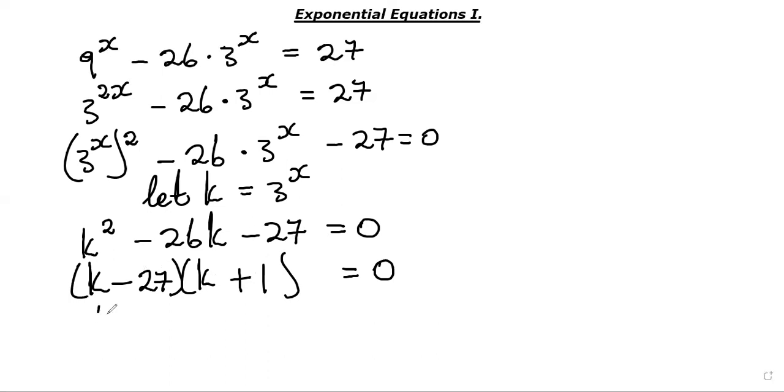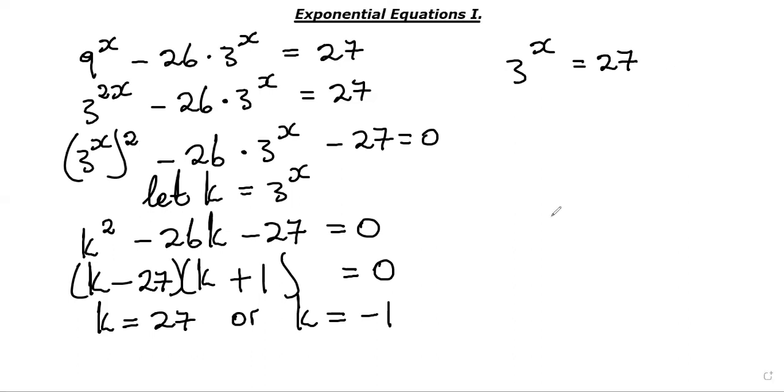Then from this point, you say K minus 27 equals 0, meaning K equals 27, or K plus 1 equals 0, meaning K equals negative 1. Then you replace K with what it is in terms of x. Every time you see K, you actually see 3 to the x. So 3 to the x equals 27, or 3 to the x equals negative 1.